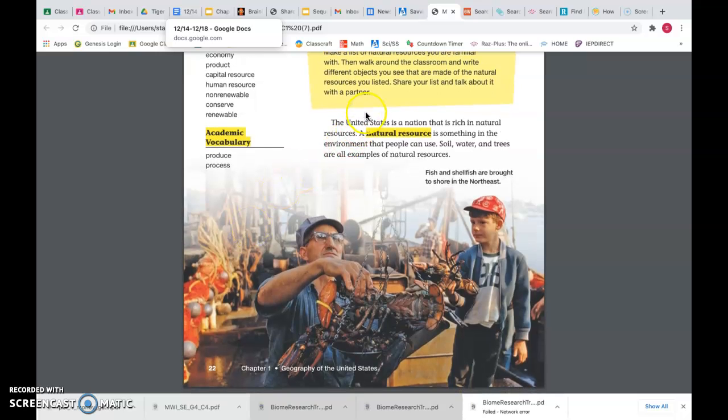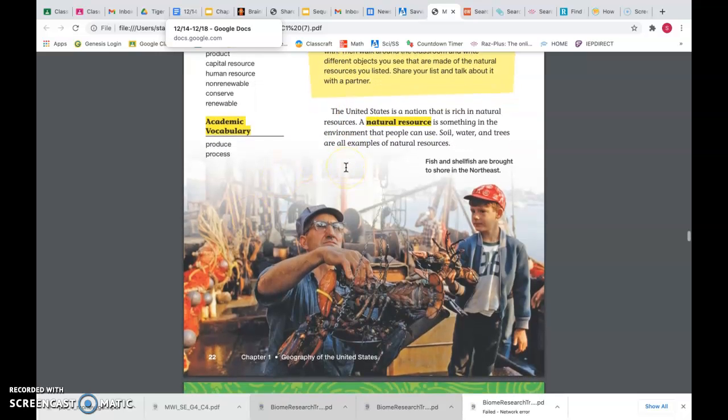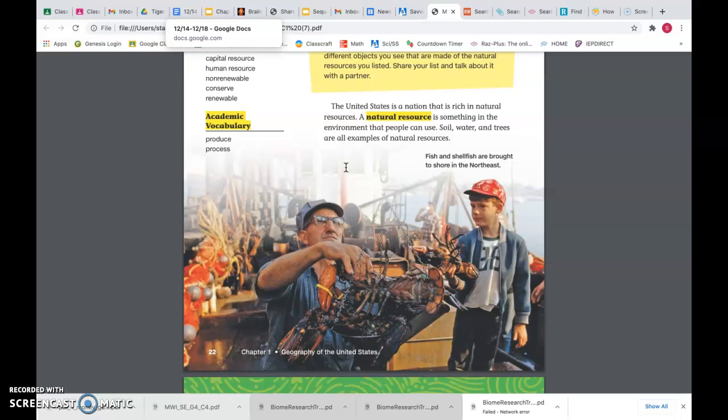Let's start reading. The United States is a nation that is rich in natural resources. A natural resource is something in the environment that people can use. Soil, water, and trees are all examples of natural resources. Here you see a picture of fish and shellfish that are brought into the shore in the Northeast. So fish and shellfish are also a natural resource.